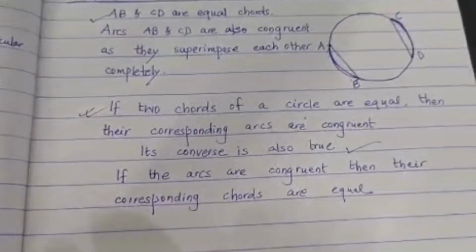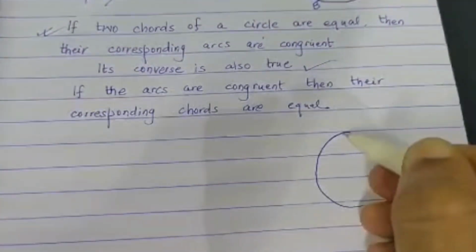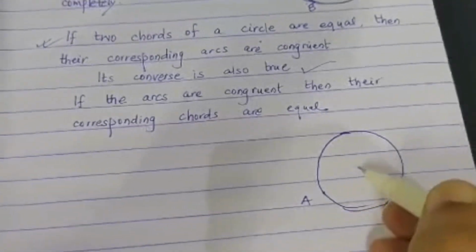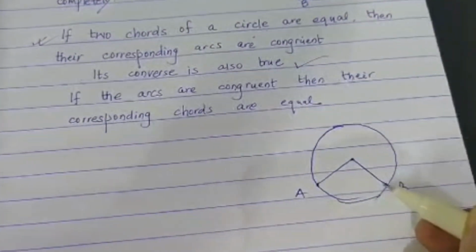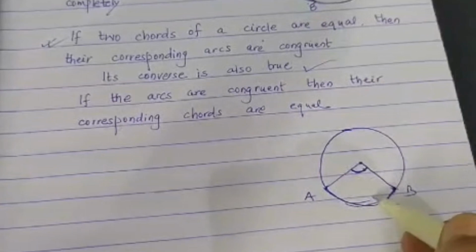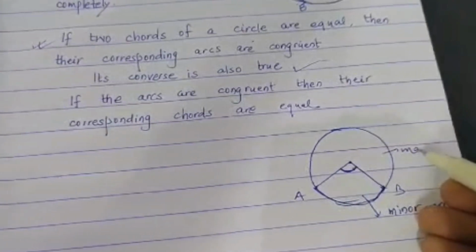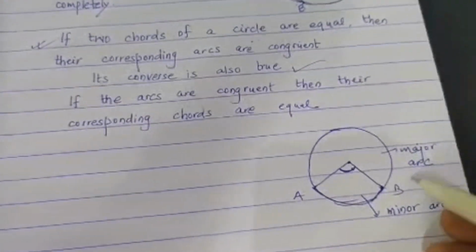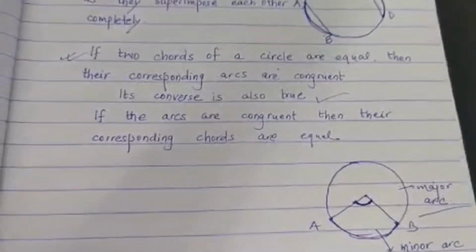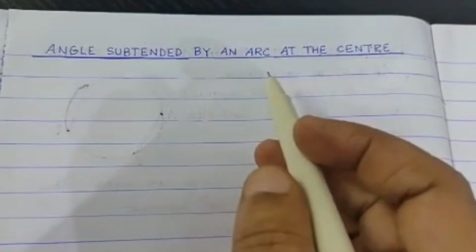Now we will understand the angle subtended by an arc at the center. Let us suppose this is one arc AB. Arcs have two parts, one is the minor arc and one is the major arc. So in terms of arcs, let us understand how we define this angle. Now let's understand the angle subtended by an arc at the center.